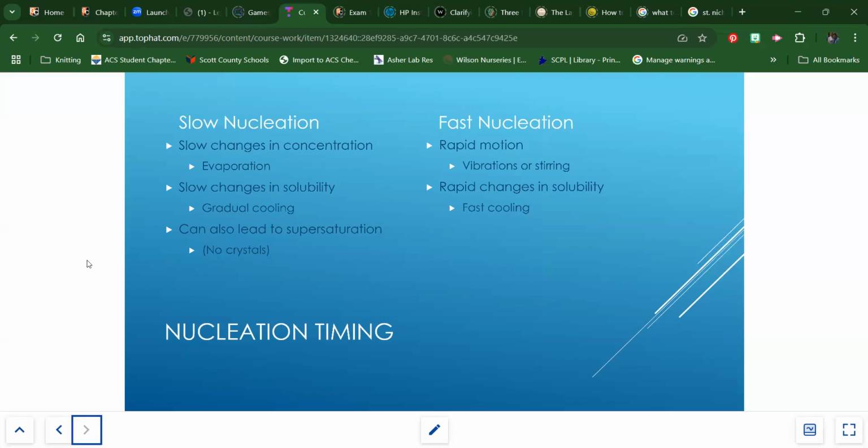We had some of our students in lab making some maple sugar pralines, and what they had to do is, as soon as they pulled the syrup off of the stove, they had to stir it really, really quickly to try and get those crystals to start forming so they would be small crystals. So vibrations and stirring make lots of little tiny crystals.